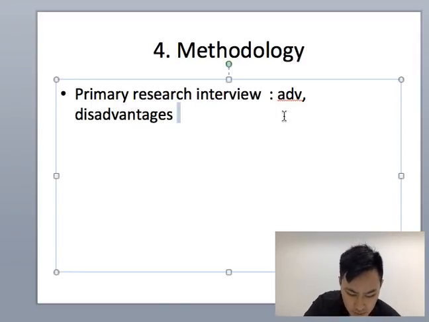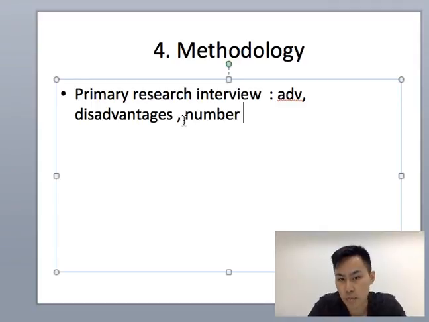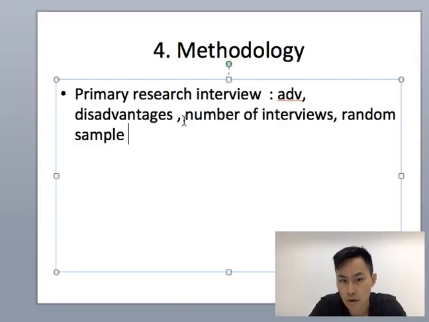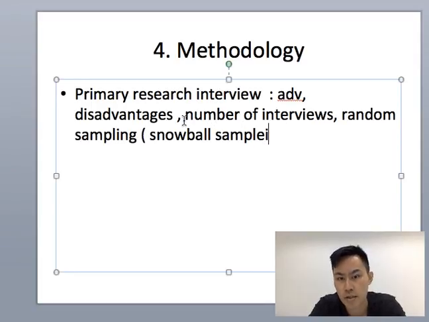So basically, you can mention how many people you're going to ask for the interview, the sampling method, and how many people you're going to ask, right? So you have to mention the number of interviews, and whether it is random sampling. For this part you can mention that you probably ask one customer, then the friends of the customer, and ask them to refer someone else. So that is what we call snowball sampling, right? So you can mention things like that, yeah. So to make it more professional.